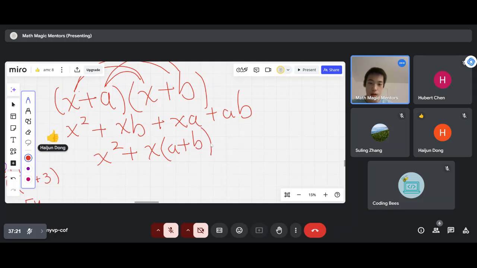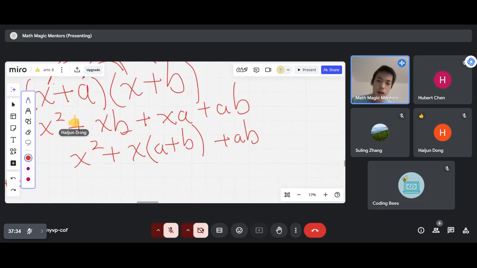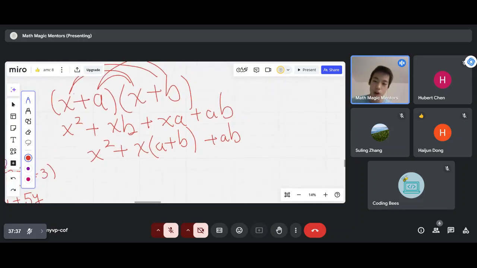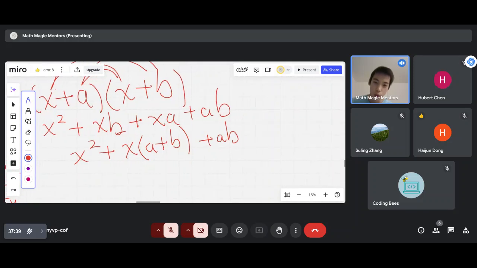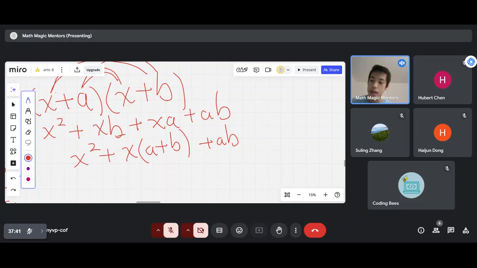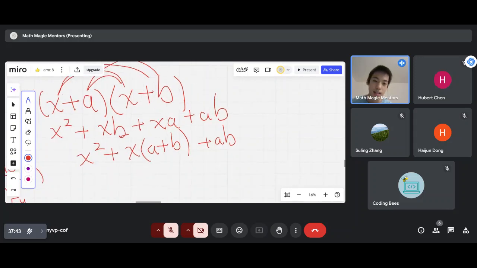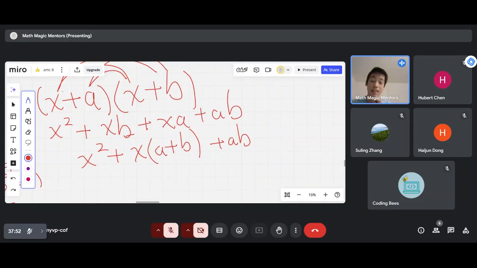Which will give you x squared plus x times a plus b plus ab, because we want to combine the coefficients of the x. Okay, so that's interesting, right? If you start off with a factored form of a quadratic, and let's say the coefficient of x squared is 1, because there are obviously going to be quadratics that don't have a first term of like the leading coefficient.